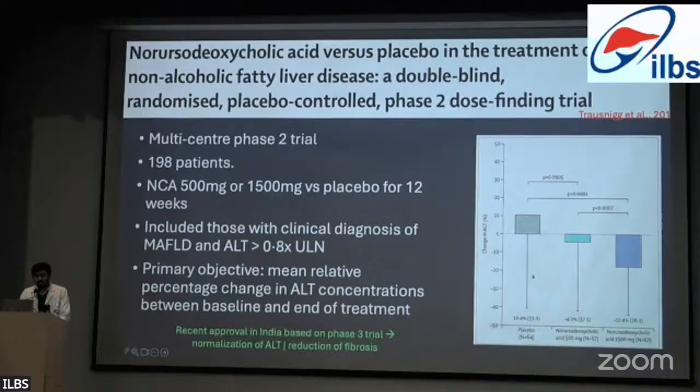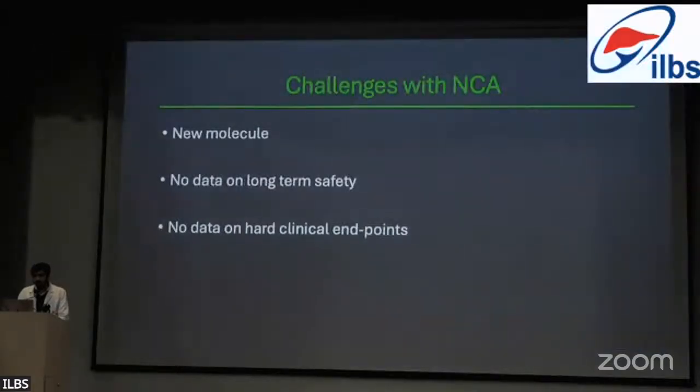In India, very recently, based on a phase 3 trial which is yet to be published, NOR-UDCA has been approved for MAFLD. This study has shown a normalization of ALT and a reduction of fibrosis, although this study utilized only FibroScan and biopsies were not done. So the challenges with NOR-UDCA primarily include that it is a new molecule and we do not have any long-term data on the safety. Also, we do not have any data on hard clinical endpoints such as overall survival or transplant-free survival.